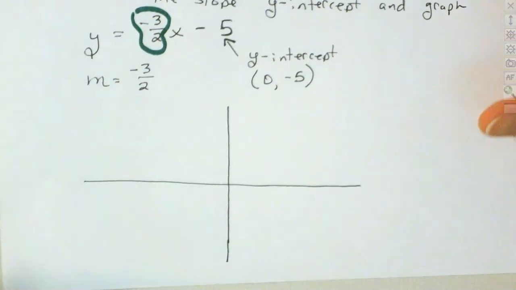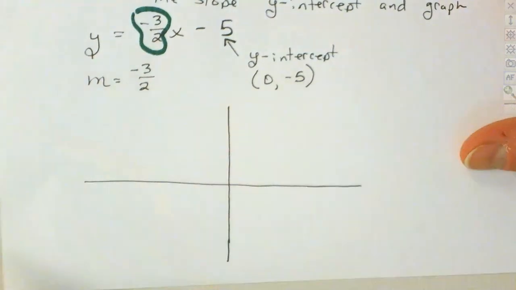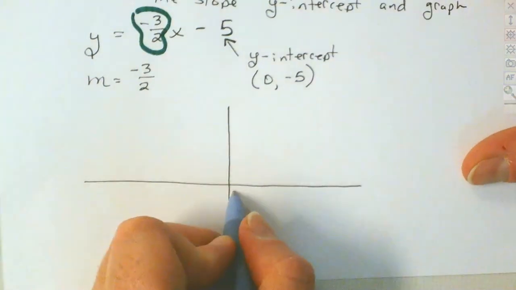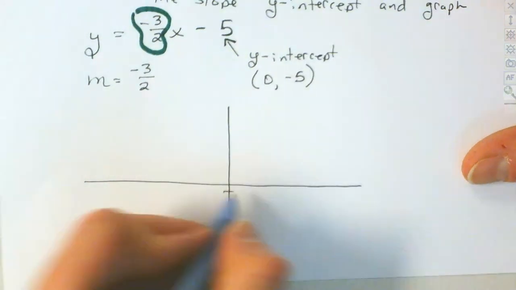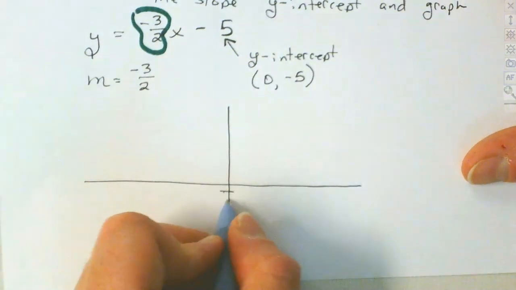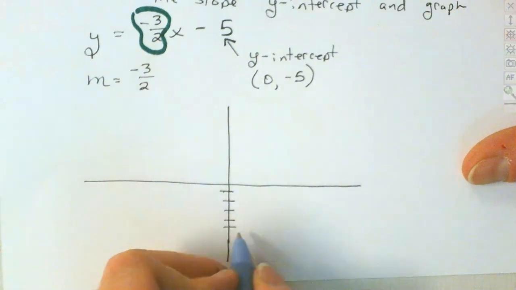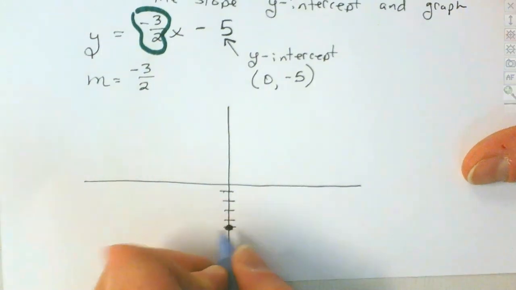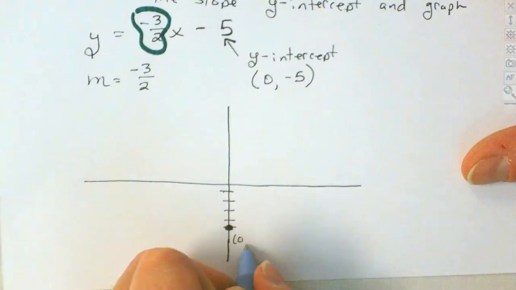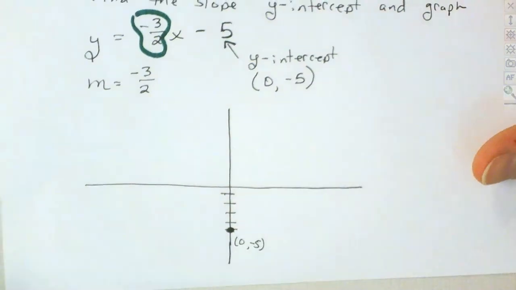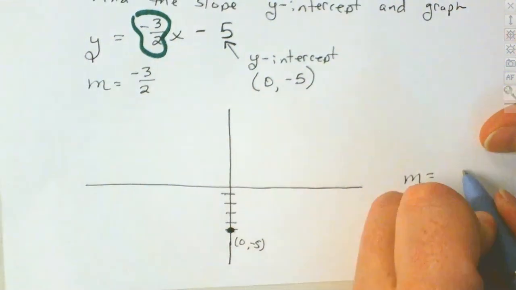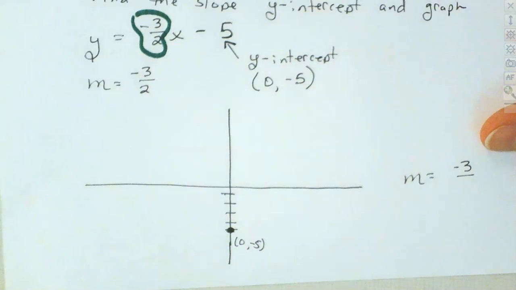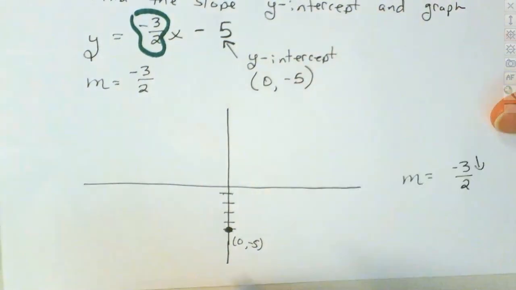So where am I going to start at? (0, -5), so that's going to be down 5 units. The y-intercept is how far up or down you go. So you're going to start down 5 units. 1, 2, 3, 4, 5. So there is my first point at (0, -5). Now, what is my slope? My slope is -3 over what? 2. So what are we going to have to do?